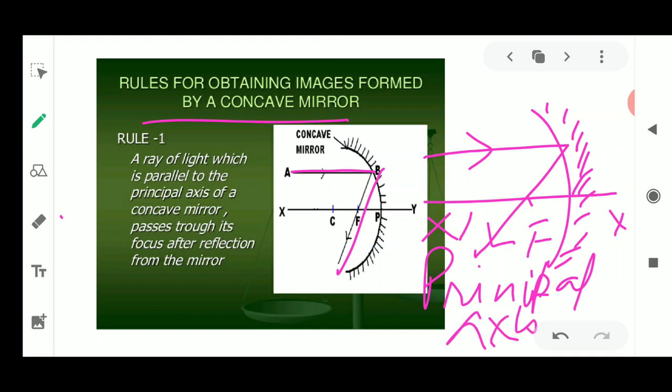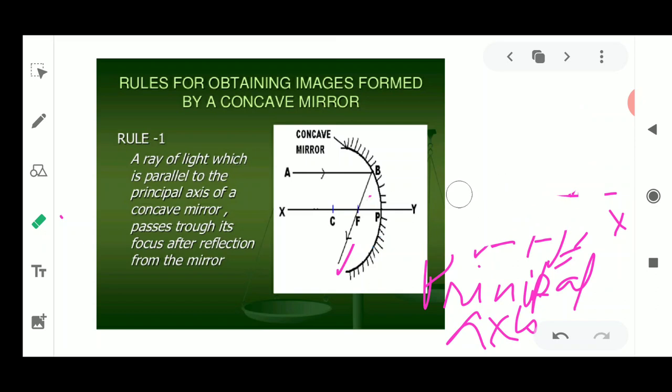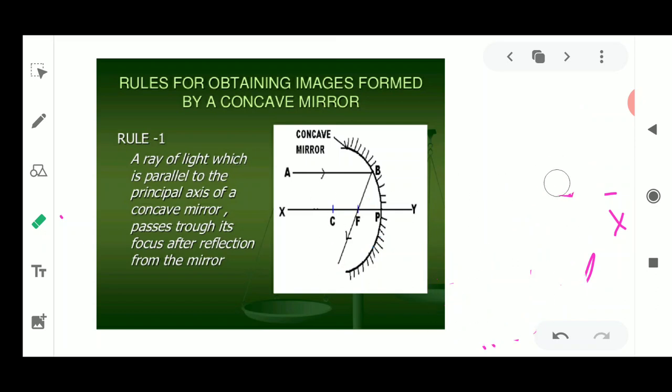Once it is drawn parallel to the principal axis, it always passes through the point that is the focus. So remember this first rule, which will be helpful to draw the ray diagrams, which I am going to explain in the further slides. I think this rule is very clear: whenever a ray of light is passing parallel to the principal axis, it always passes through the focus.